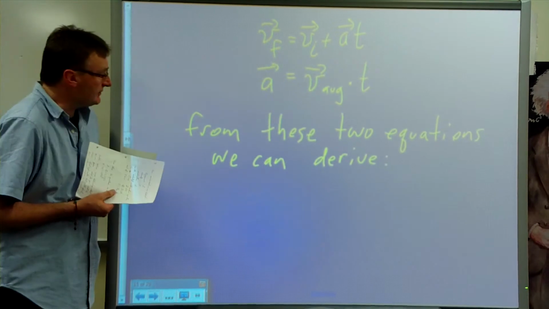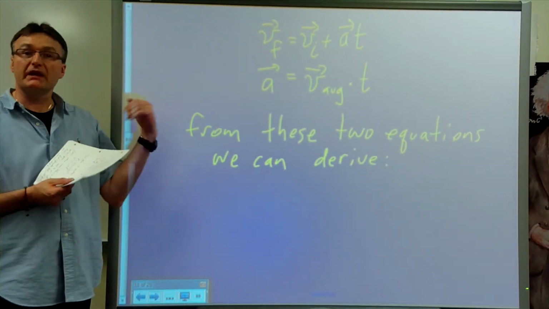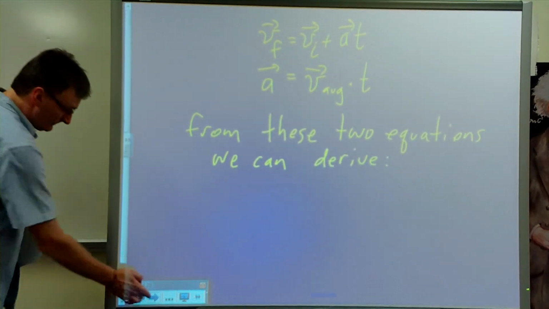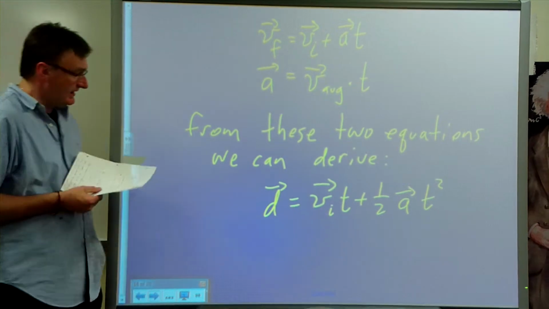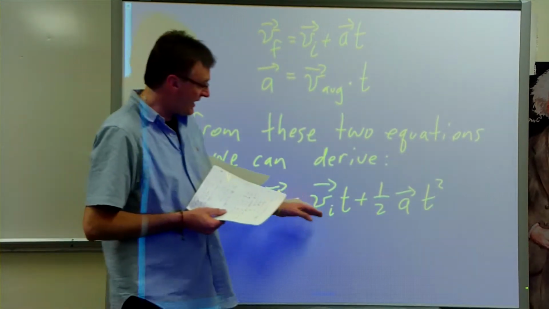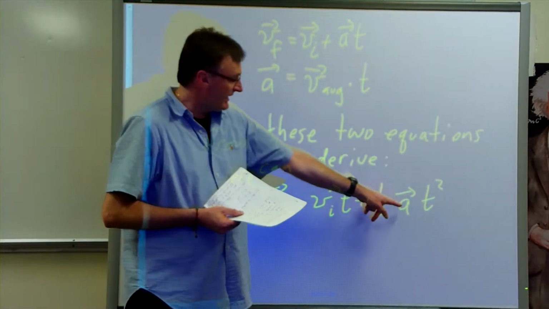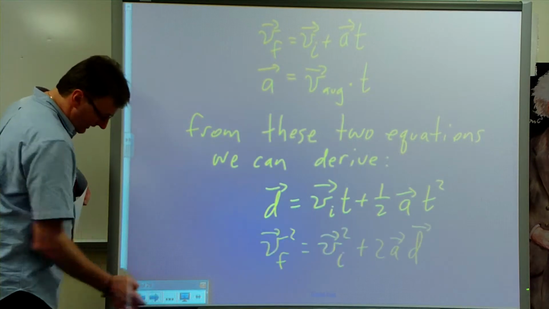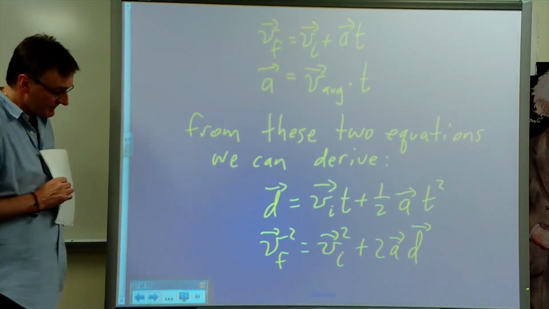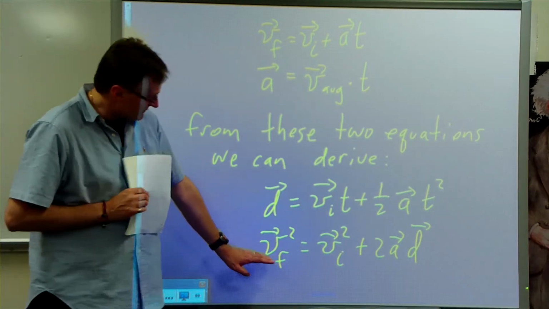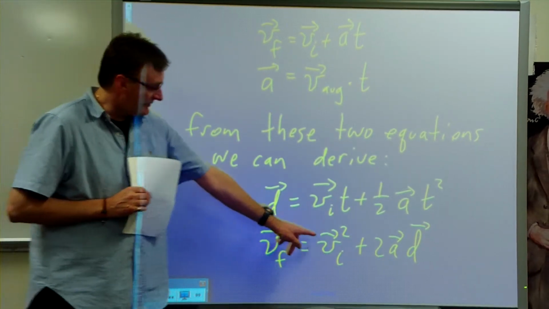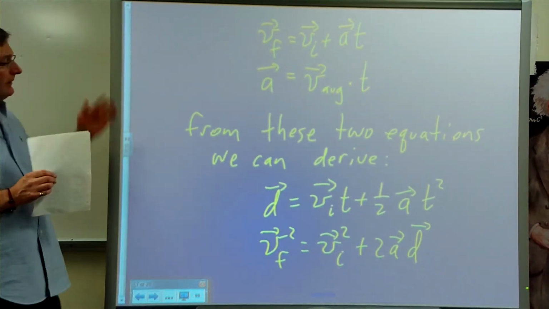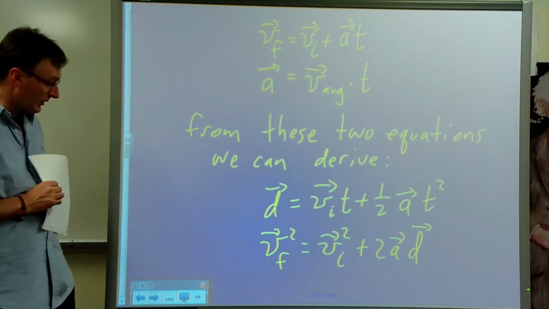All right, from these two equations here we can derive other ones. We can derive two other ones that I'm going to introduce to you right now. The one is the displacement: displacement equals velocity times time plus 1/2 acceleration times time squared. You may have seen these before in your last year's physics course. And here's the other one: final velocity squared equals the initial velocity squared plus 2ad. All right, so those are 4 equations that we're going to work with.